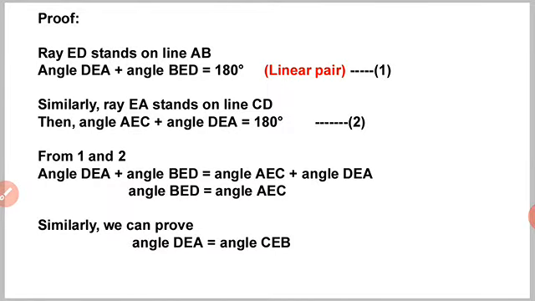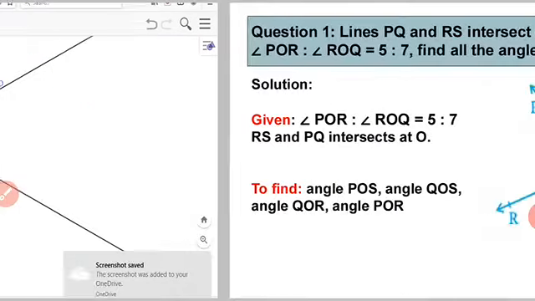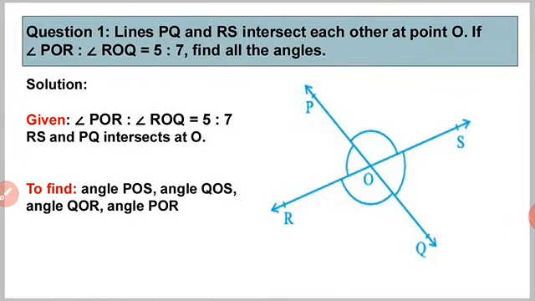So let us now do some questions based on this theorem and the linear pair axiom. Question number 1 says lines PQ and RS intersect each other at point O. If angle POR and angle ROQ are in the ratio of 5:7, we need to find all the angles. So children, you should write what you have been given and what you need to find in every question you do in the geometry part.